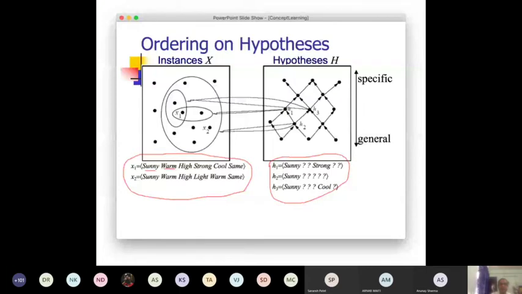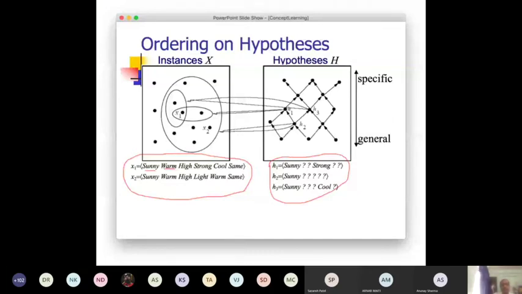Now, in this case, you can see whatever example is true for H1 is also true for H2. Because here, whether the wind speed is strong or weak, I think those are the two values, H2 will be satisfied in both cases, whereas H1 will be satisfied only if the wind speed is strong. So I can say that H2 generalizes H1.